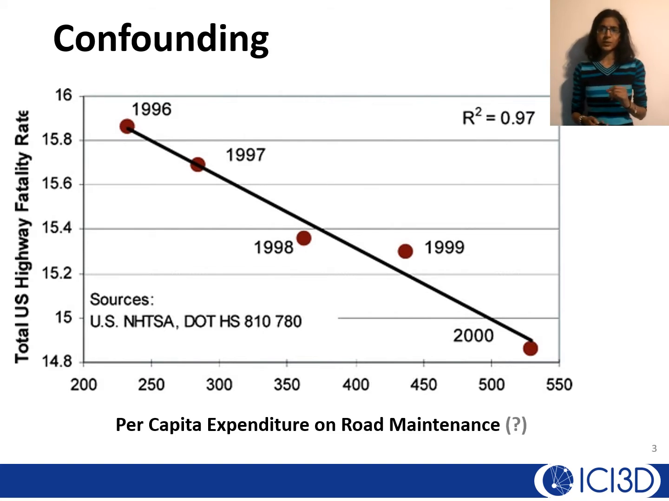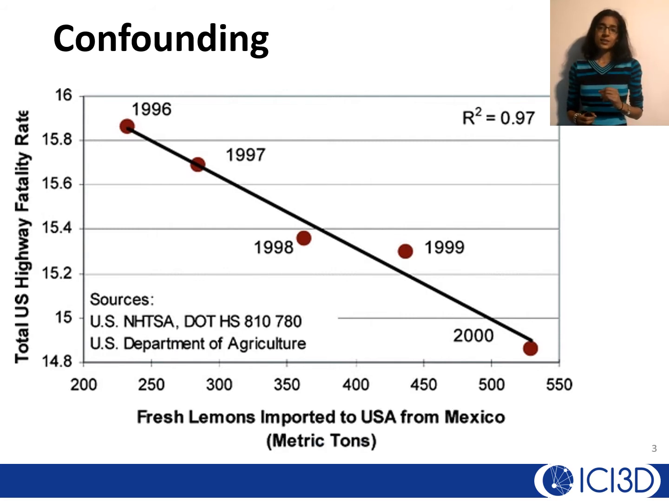So I've actually been a little bit dishonest about what's on the x-axis. The x-axis is actually showing the amount of fresh lemons imported to the USA from Mexico. When faced by this plot, it might be a little bit less tempting to draw that causal relationship.